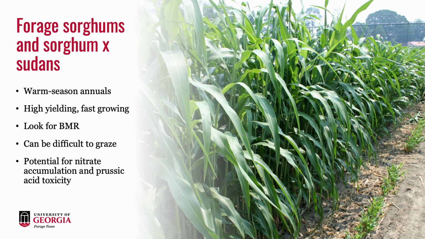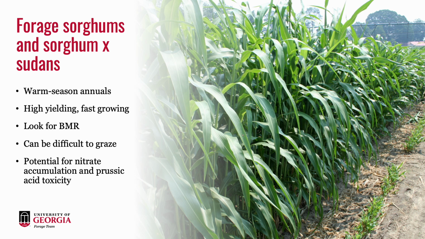Our forage sorghums and sorghum Sudan grasses are two warm season annuals that are very high yielding and fast growing. They produce a lot of tonnage, which can be difficult for beginner producers to manage under grazing. If you're looking for a variety, we recommend a BMR or brown mid-rib variety, which is this yellow line that you see down the middle.